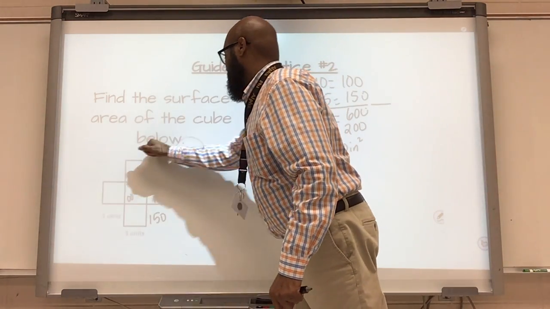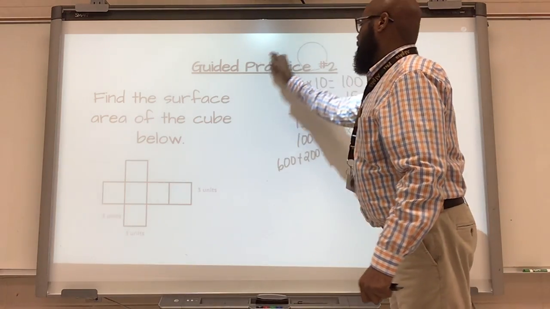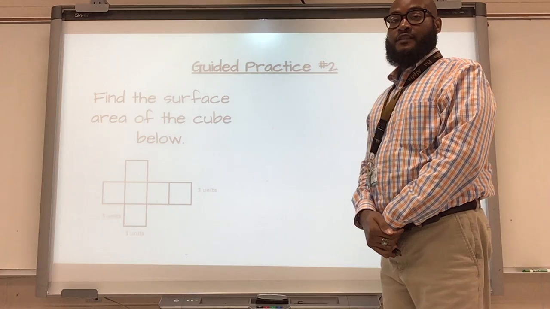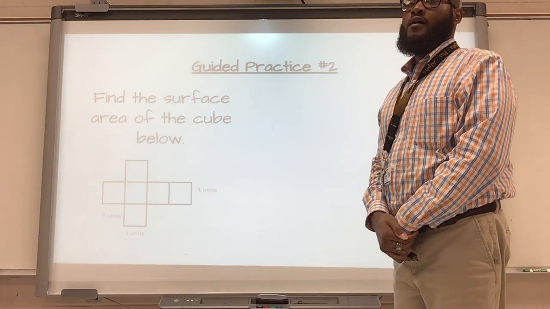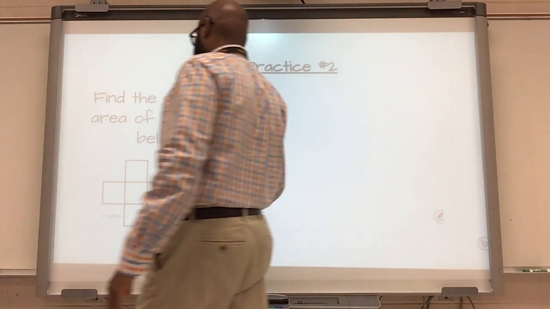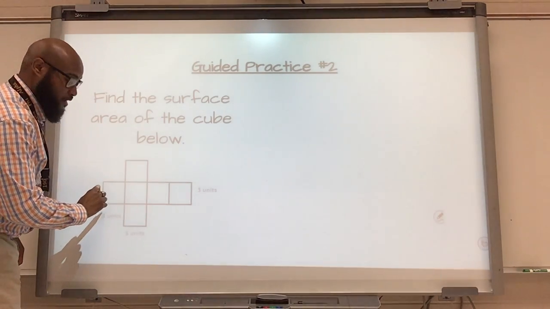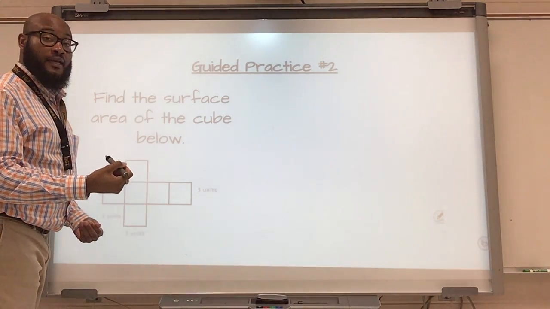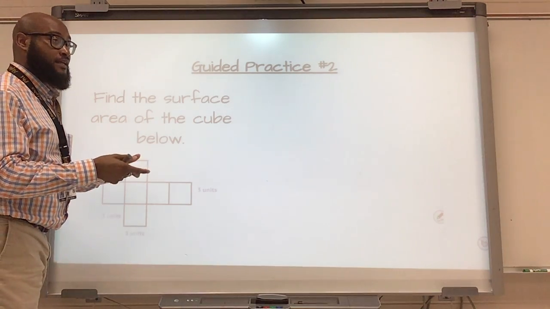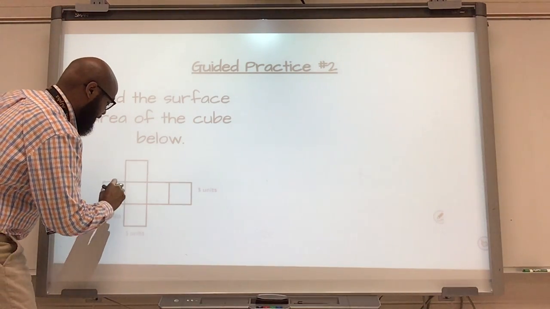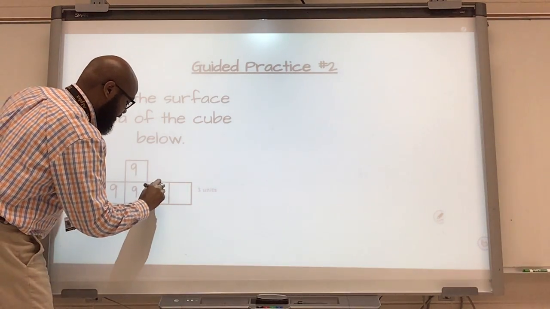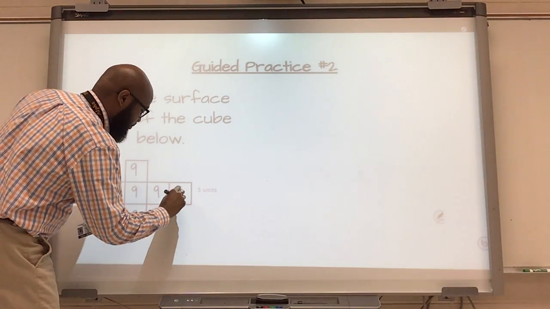It asks us to find the surface area of the cube below. A cube has square faces, so that means that all of the faces are equal. If this part right here is 3 and this is 3, and it being a square, that means all the side lengths are equal, so the area will be 9. 3 times 3 equals 9. So we have 9 in each box.